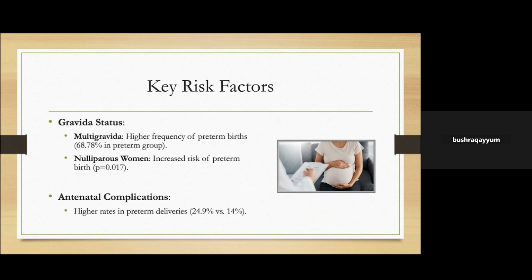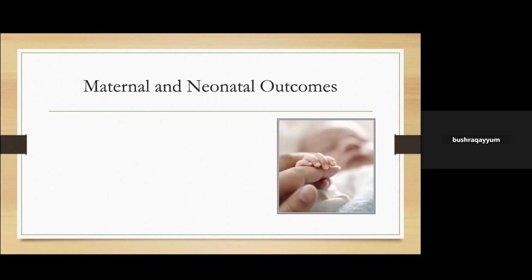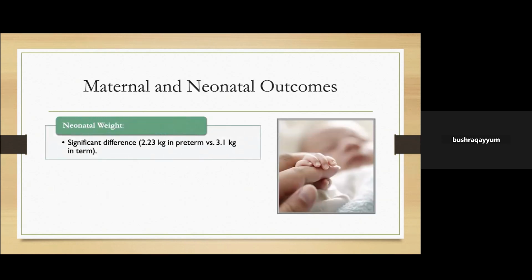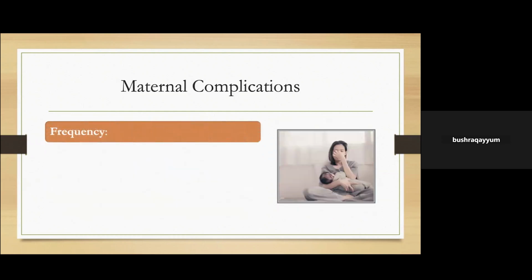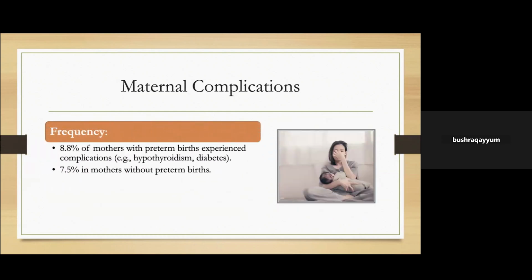So maternal complications were seen in around 8.8% of mothers with preterm delivery. The most frequent conditions seen with mothers delivering preterm were hypothyroidism, diabetes, gestational diabetes or non-diabetic status, cardiac disease, and asthma, which are more common with the preterm ladies.